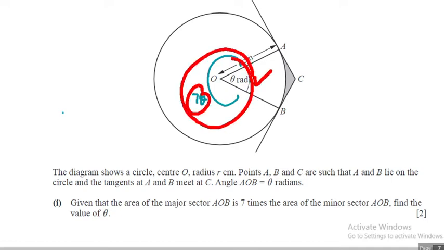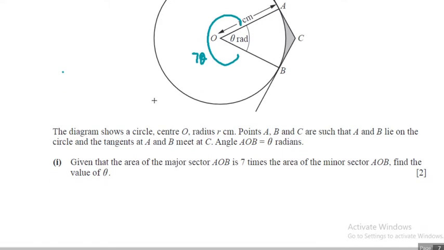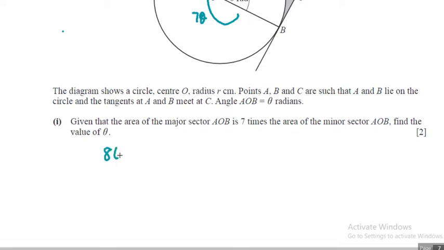You know that the total is 2 pi, right? They never say in what, so we just put in radians. We use 2 pi instead of 360 degrees. So we can write here 8 theta. Why 8?